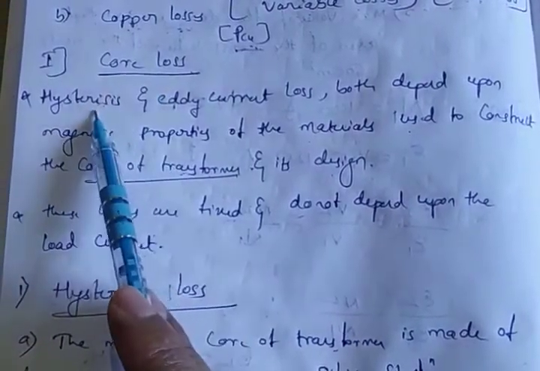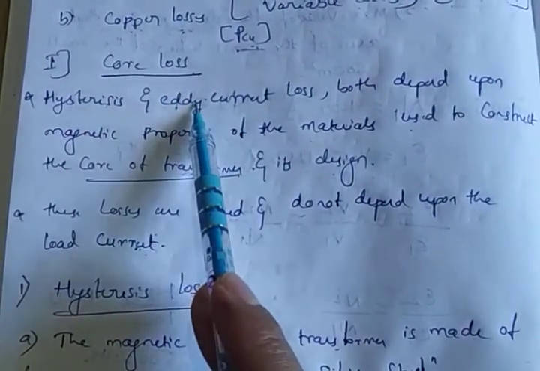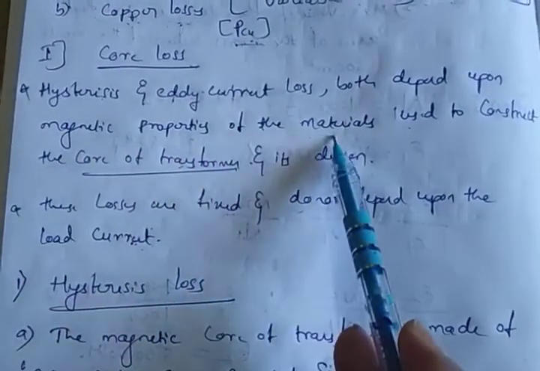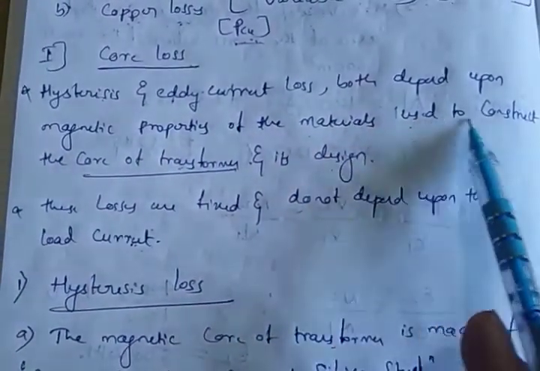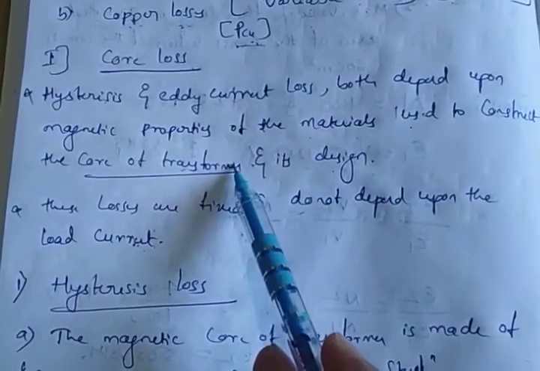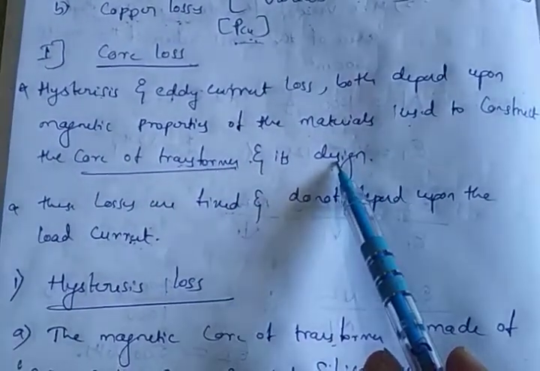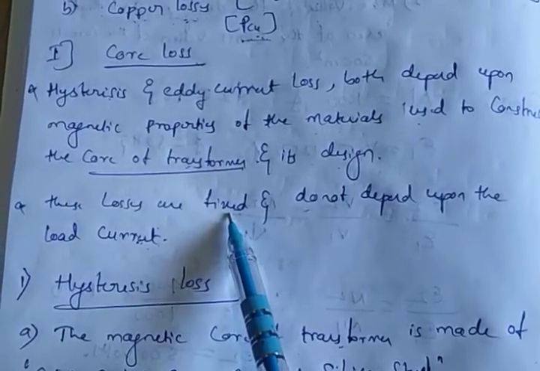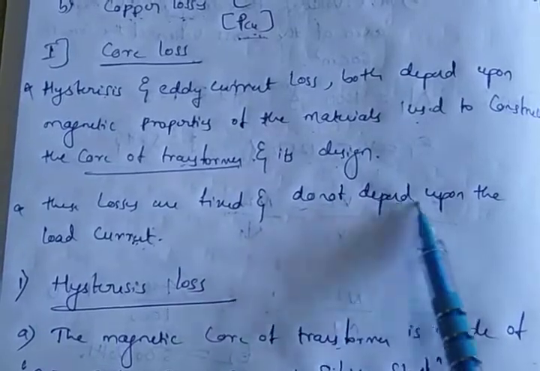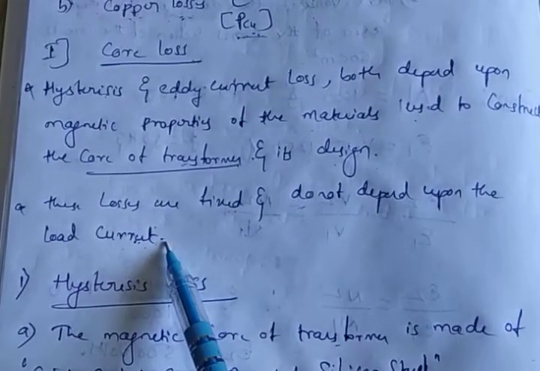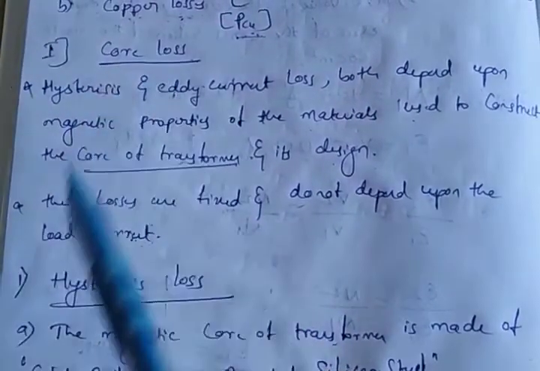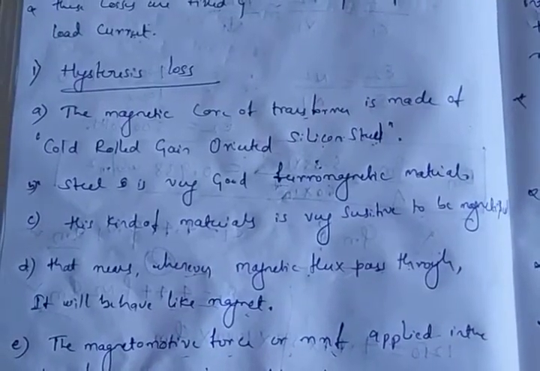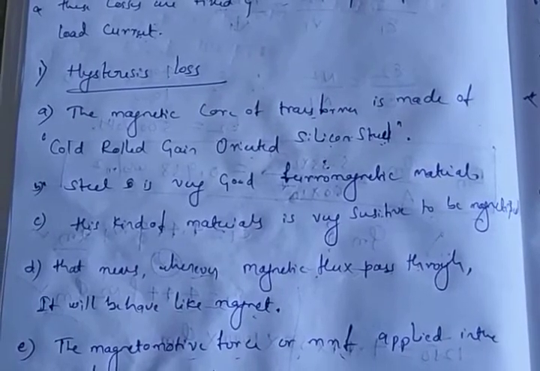In the core losses, the hysteresis loss and eddy current loss both depend upon the magnetic properties of the materials used to construct the core of the transformer, and its design. So these losses are fixed, meaning constant, and they do not depend upon the load current. That's why core losses are called fixed losses or constant losses. Then what do we mean by hysteresis losses?